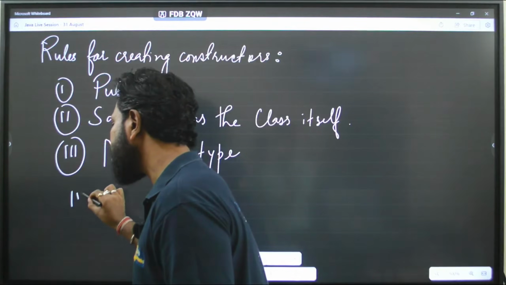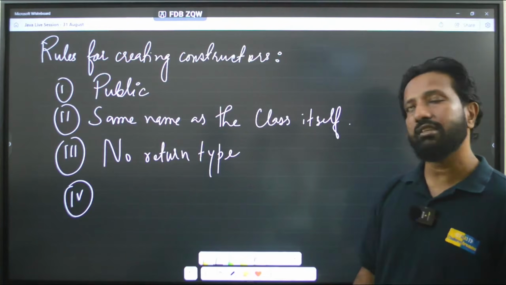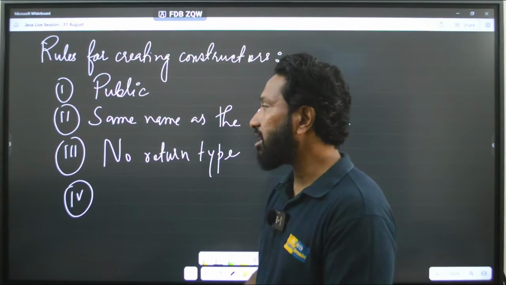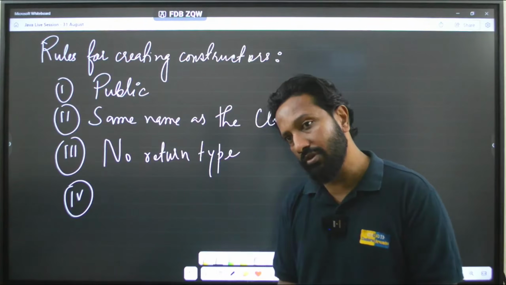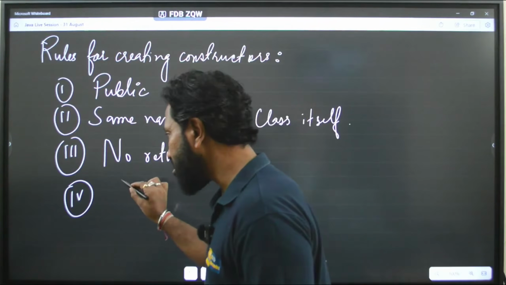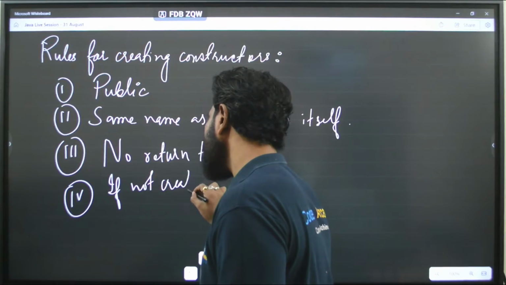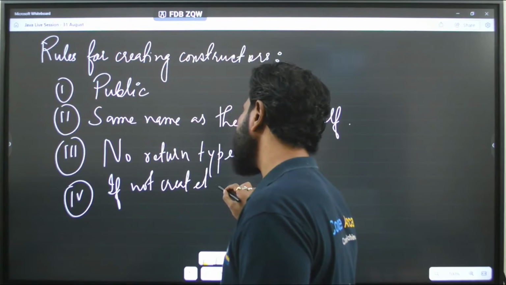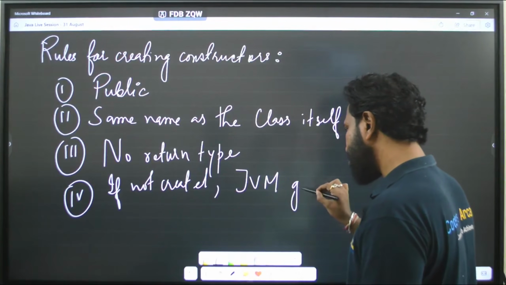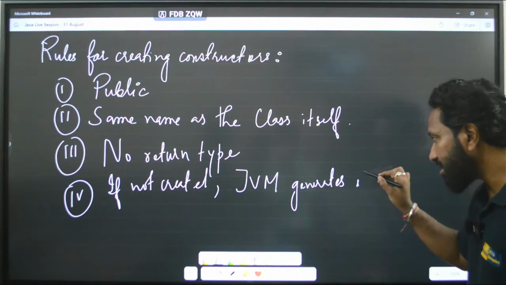The fourth one. Tell me, what are the other rules? Can anyone tell me anything? I'm waiting for a response. Anybody who has any other rules for constructors, you can tell me. The first thing that you remember is, if not created, who creates it? JVM generates it automatically.